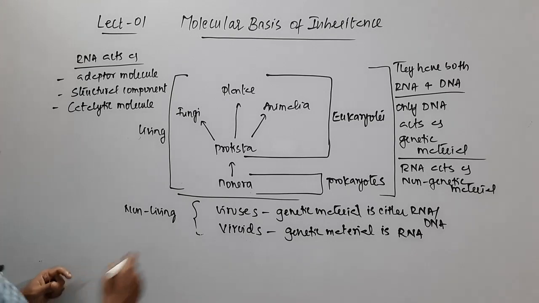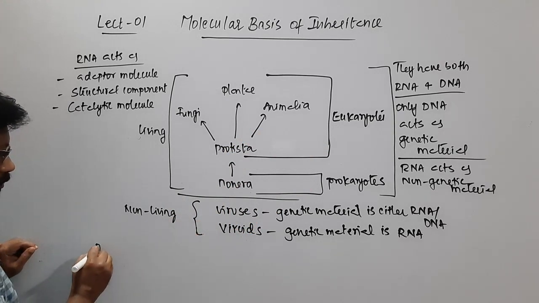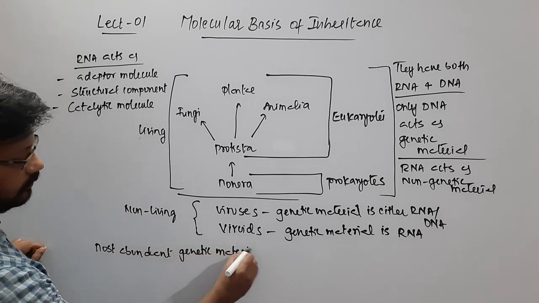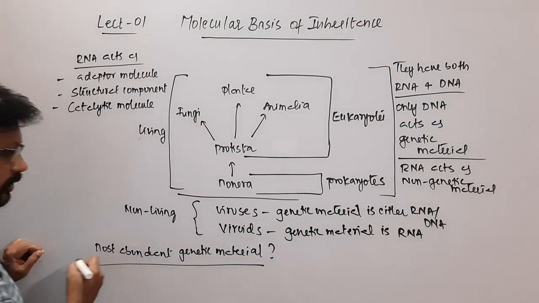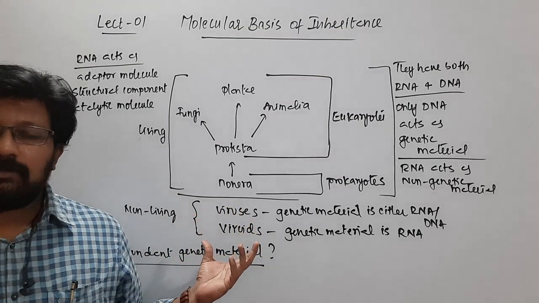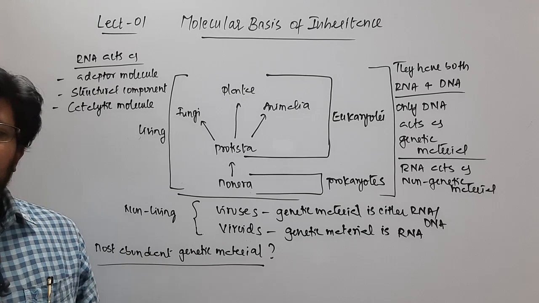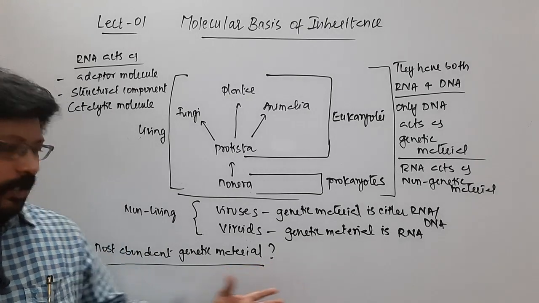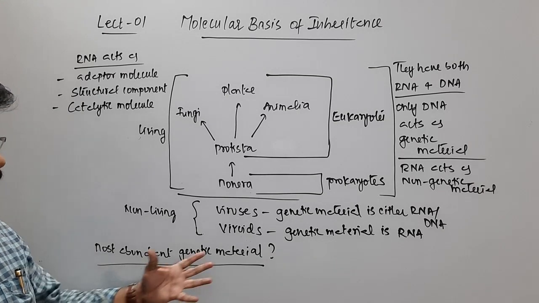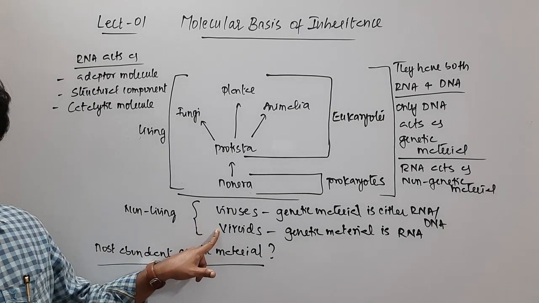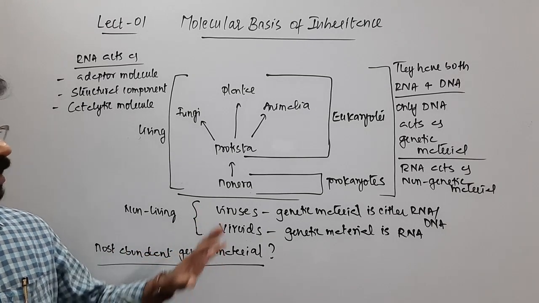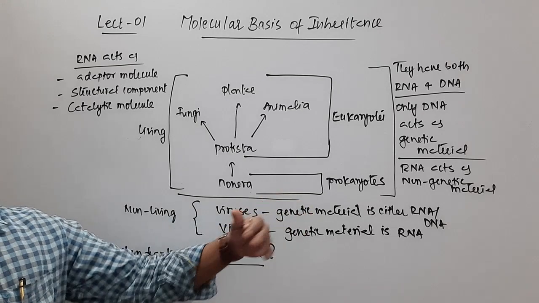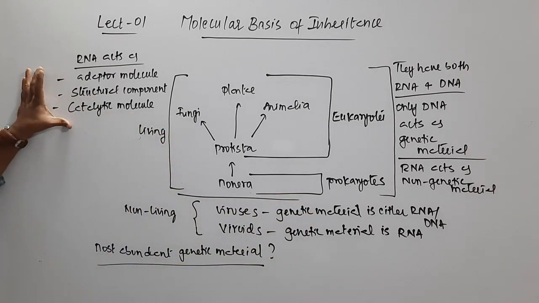Okay, so now the question is: most abundant genetic material. Here I have given you an idea. What could be the most abundant genetic material? You find it out and tell me the answer, right? So here I told you the viroids have RNA as genetic material. Viruses will have either RNA or DNA, but all the living organisms are going to have DNA as the genetic material, and RNA will do some other functions. Those functions I have mentioned here, right?